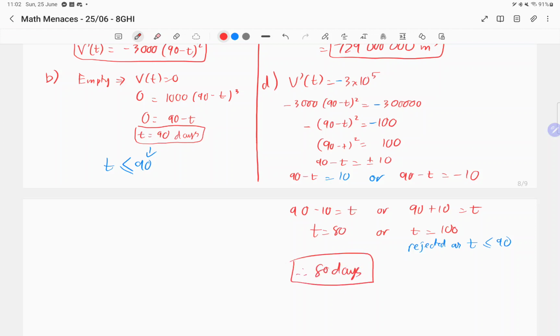Okay, at 80 days, that will give the rate at that value. Do we have to sketch? Let me see. Sketch. What's the equation?